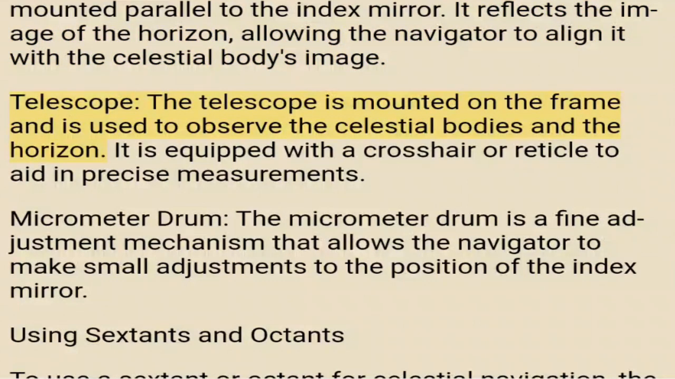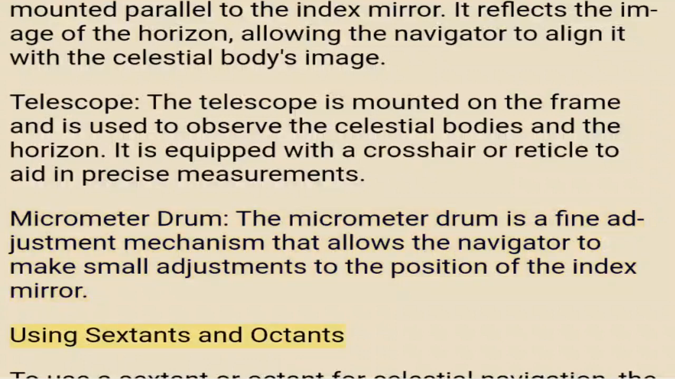Telescope. The telescope is mounted on the frame and is used to observe the celestial bodies in the horizon. It is equipped with a crosshair or reticle to aid in precise measurements. Micrometer drum. The micrometer drum is a fine adjustment mechanism that allows the navigator to make small adjustments to the position of the index mirror.